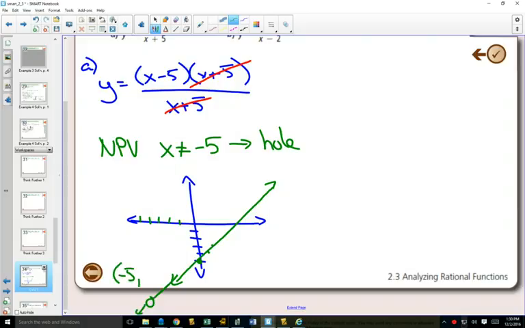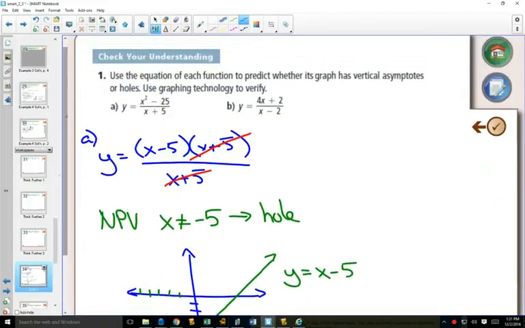And what are the coordinates of that hole? Well, if we plug in -5 into the equation of this line after it's simplified, we get -5 comma -10. And that's the coordinates of the hole in this graph. Now, 2.3 we're not supposed to graph yet, but we'll graph in 2.4. So it's not bad to look at it already and then see it again, because I think you'll learn it better. So this one has a hole. The second one.